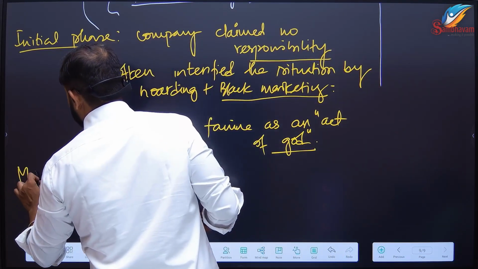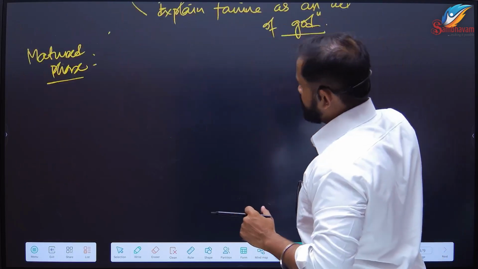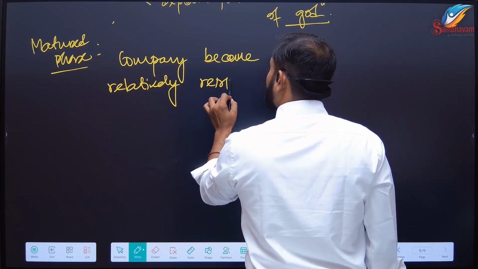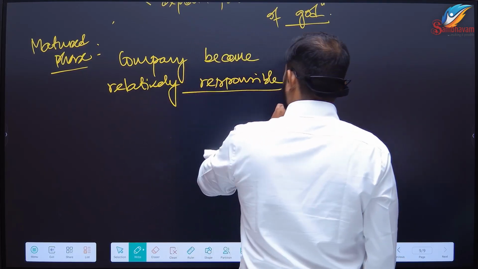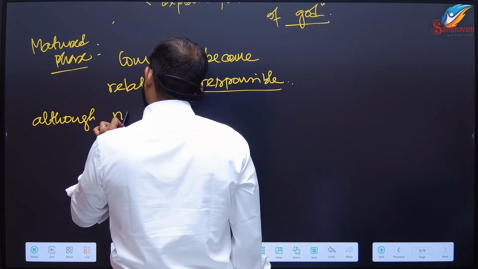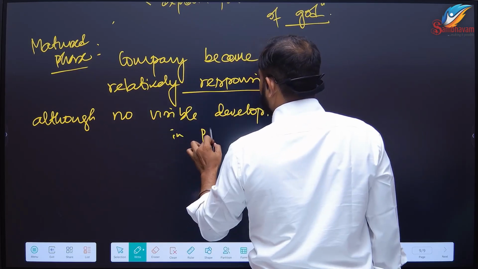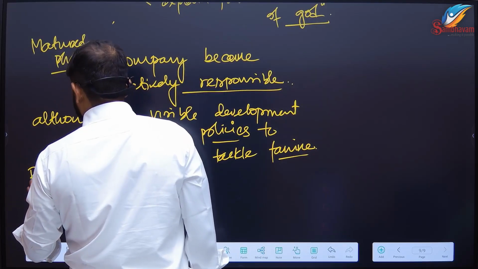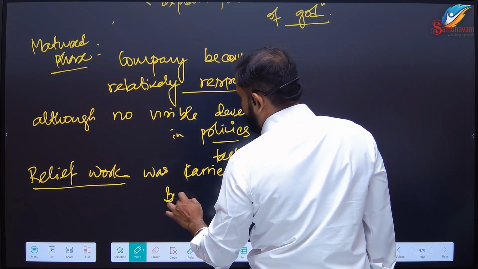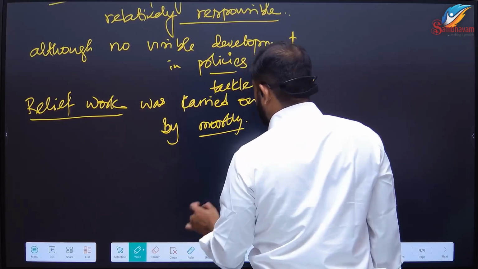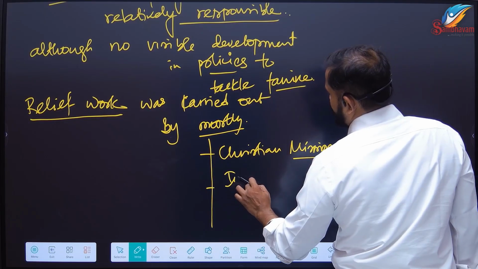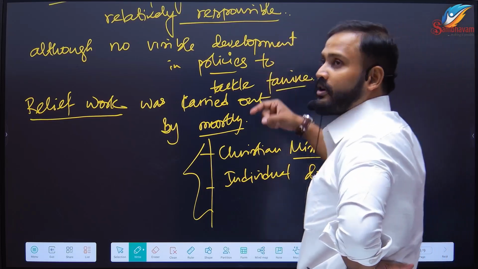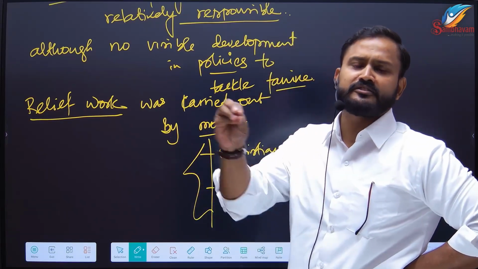Next is the matured phase. I hope you have written. I'll write down. Matured phase, company became relatively responsible from the previous period. Company became relatively responsible, although no visible development in policies to tackle famine. Here, the relief work was carried out mostly by Christian missionaries, individual donors having altruistic motive. Also, here most of the works were not being done because of lack of understanding of famine.